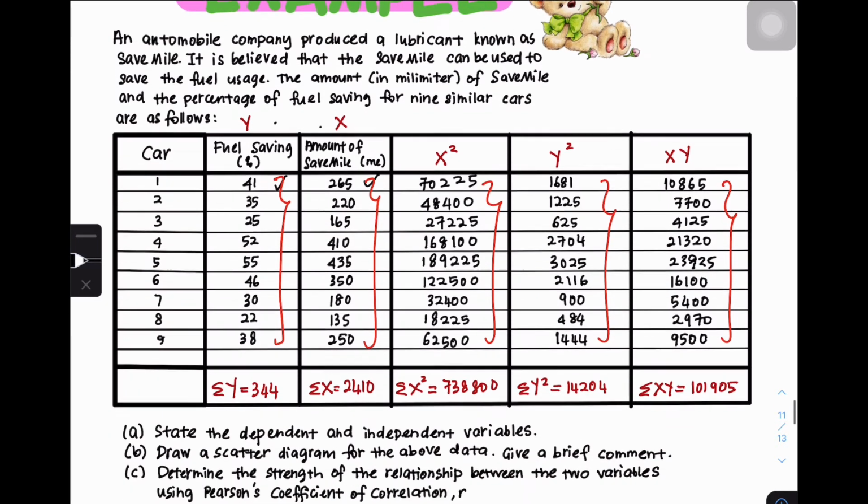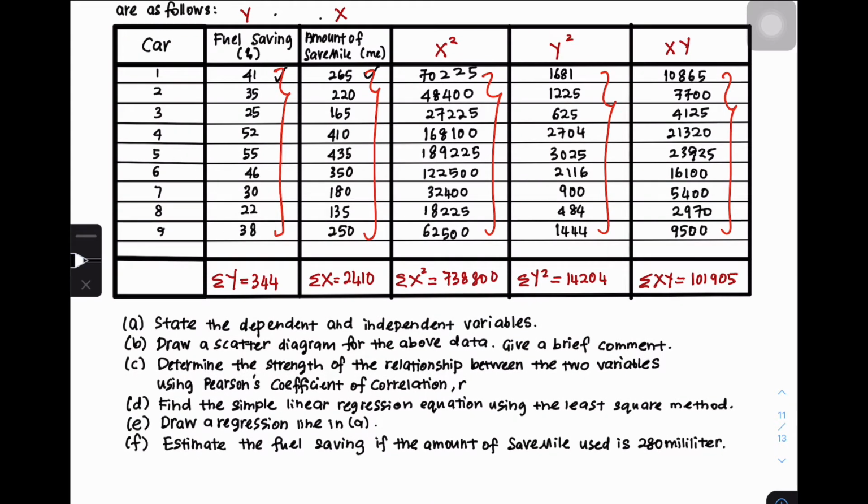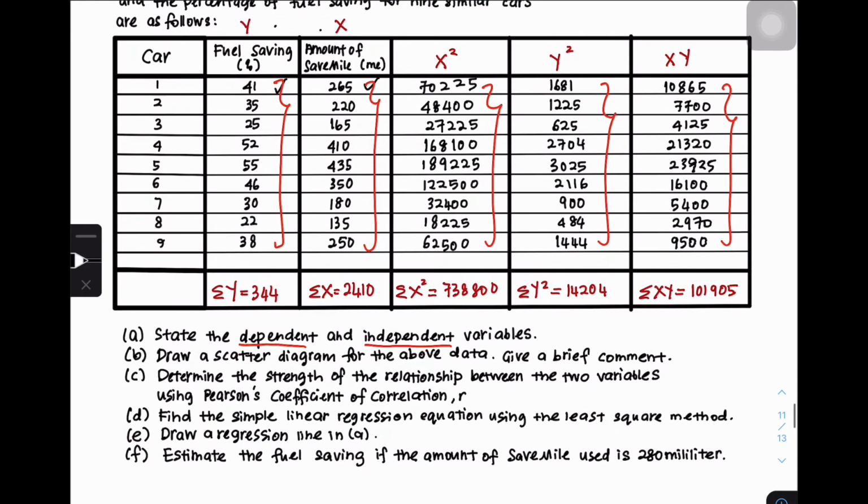Alright, and then sekarang kita tengok soalan. So soalan pertama dia suruh kita state dependent and independent variable. So tadi kita dah pilih dependent variable kita akan jadi fuel saving. Okay, so fuel saving berapa peratus jimat minyak yang kita jimat bergantung kepada amount of Safe Mile lubricant yang kita guna. So Safe Mile lubricant will be the independent variable. So dependent variable kita adalah fuel saving, dan independent variable kita adalah amount of Safe Mile.